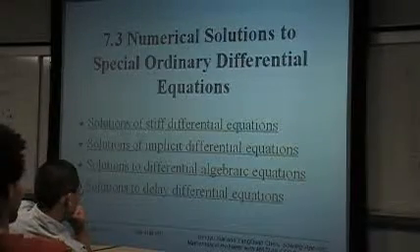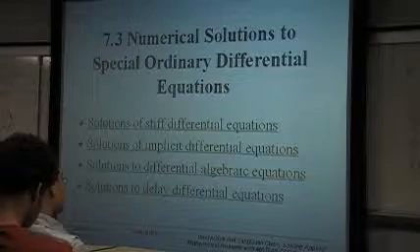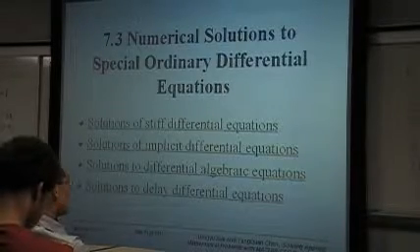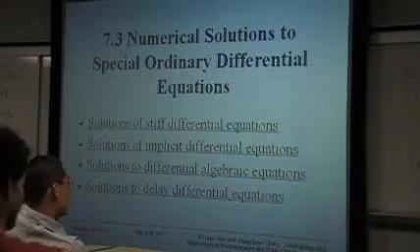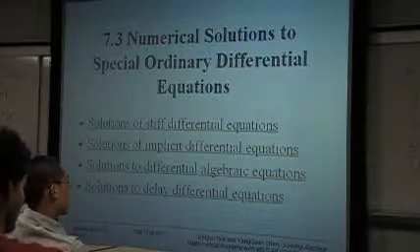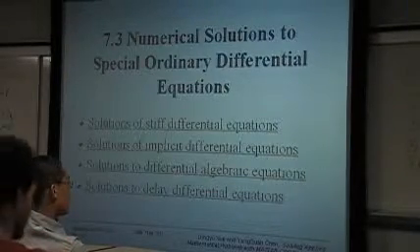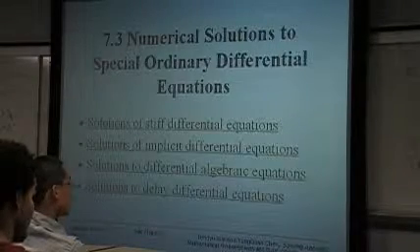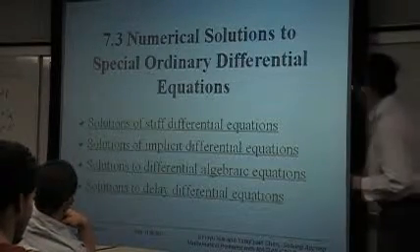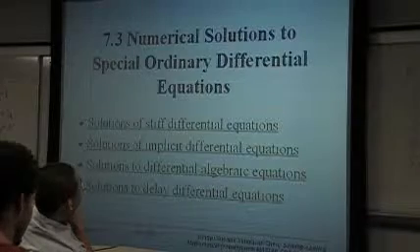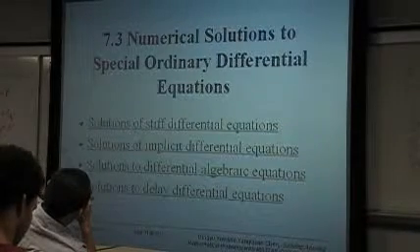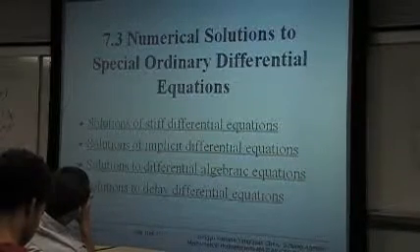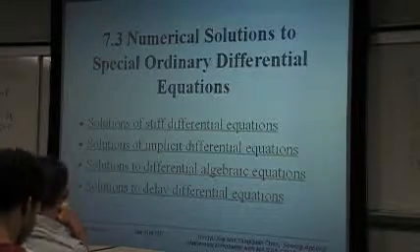For instance, the x dot happens at time t. However, x here may happen at x(t minus 5). That means 5 seconds ago. So this kind of equation is called a delay differential equation. So here I will talk about the solutions to this kind of special differential equations.